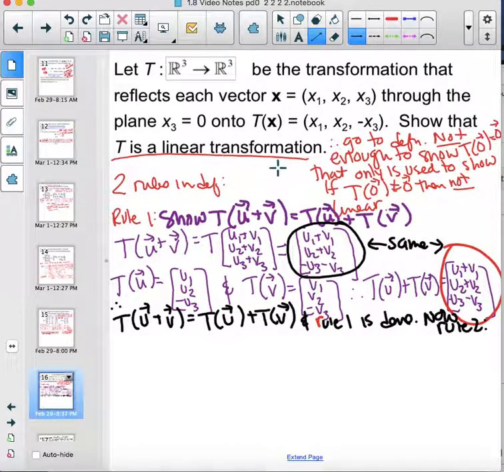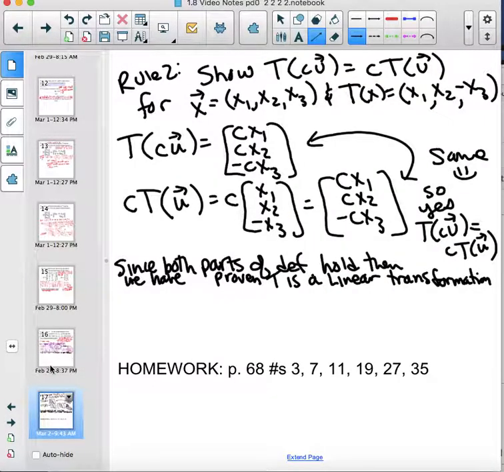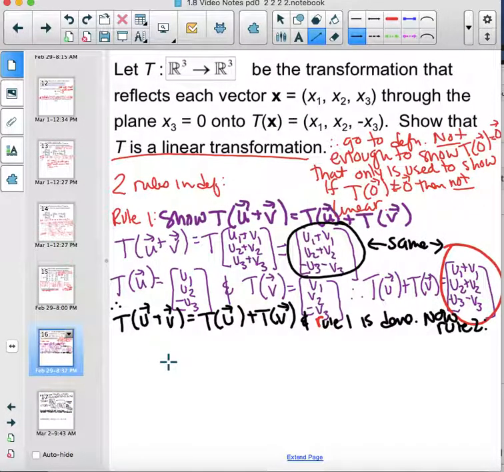Okay, so show T is a linear transformation. In order to show it is a linear transformation, 2 rules apply. So first rule, show the transformation of the sum is the sum of the transformations. And then secondly, we'll show over here, rule 2, that the transformation of the scalar times the vector is the scalar times the transformation of the vector. So first rule, what is T of U plus V? We'll do T of U plus V.